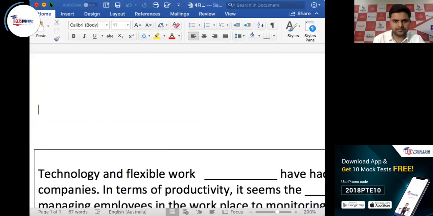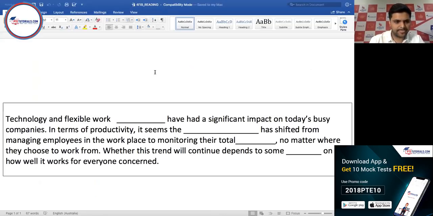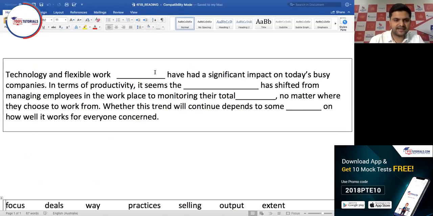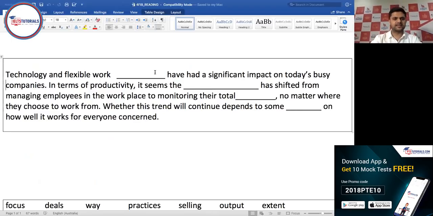Okay, here on screen, now I'll be seeing one question which reads: technology and flexible work dash have had a significant impact on today's busy companies. In terms of productivity, it seems the dash has shifted from managing employees in the workplace to monitoring their total dash, no matter where they choose to work from. Whether this trend will continue depends on some dash on how well it works for everyone concerned.